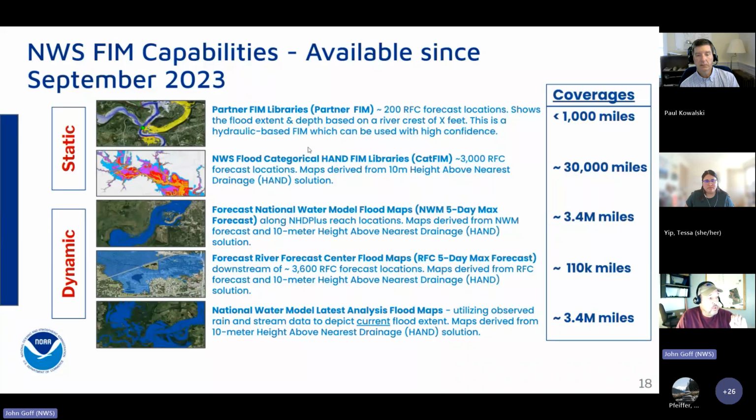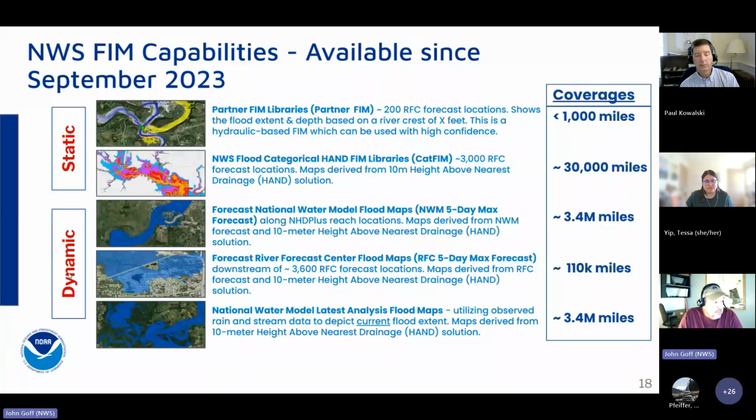Then we move to these categorical FIM libraries. Categorical, think flood cats, CAT. So where we have gauges and where we have flood impacts that are forecast. This is called categorical HAND FIM. So this is 30,000 river mile reaches. These are the big river forecast points, Winooski River at Montpelier, Otter Creek at Center Rutland. This is where this static FIM is going to be available.